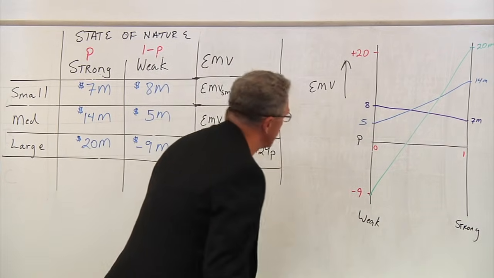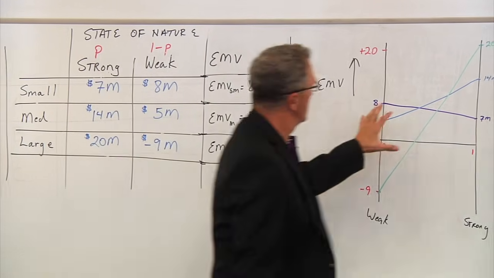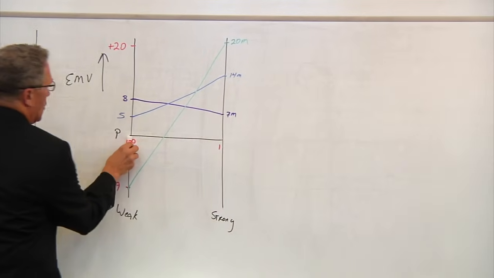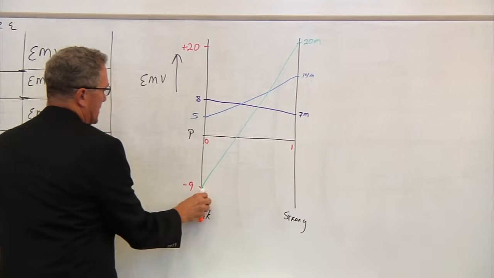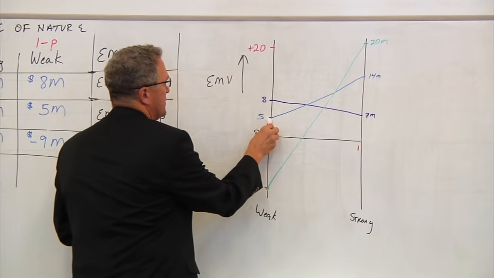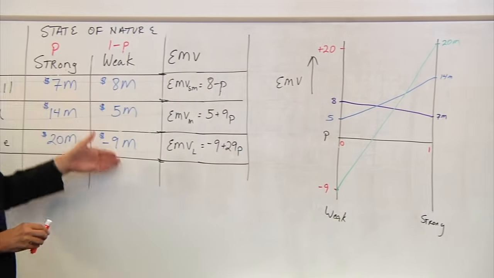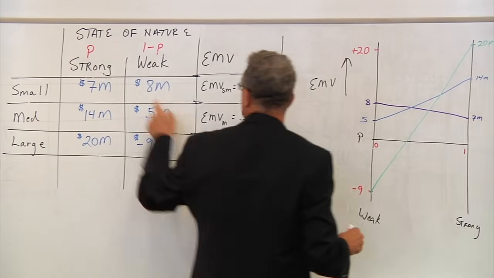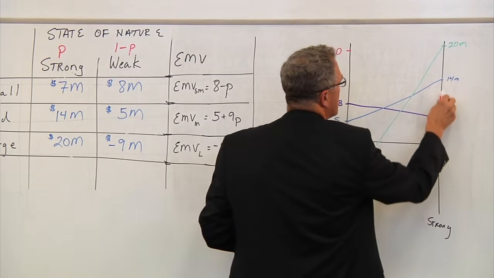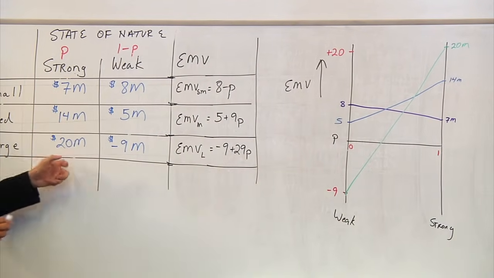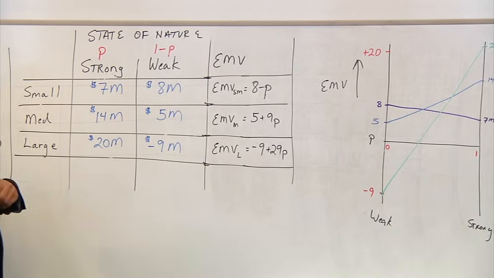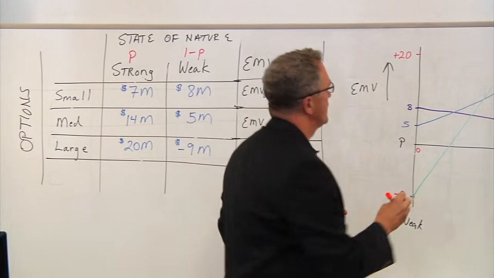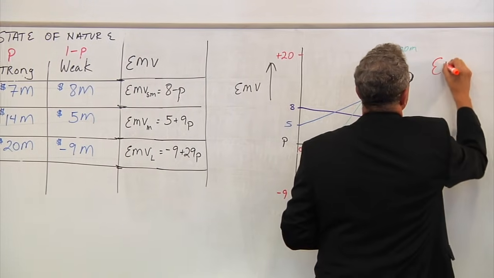Now, take a look at this. What do we have? It says that if P is 0, I could have a -9 million, 5 million, or 8 million. Well, that's exactly what this says. If P is 1, 100% chance of strong demand, I could have 7 million, 14, or 20.